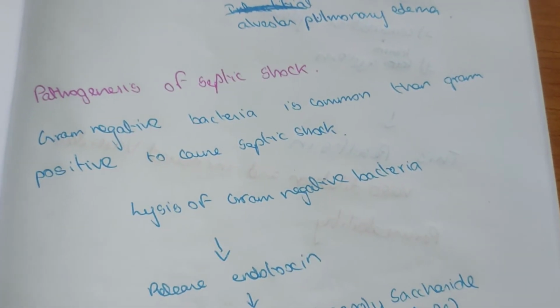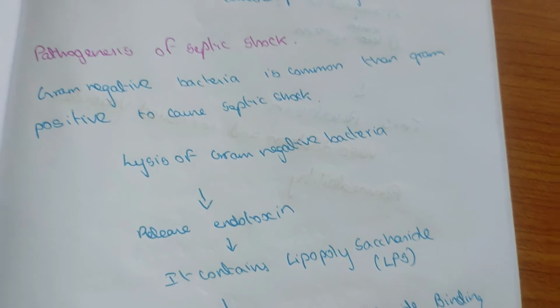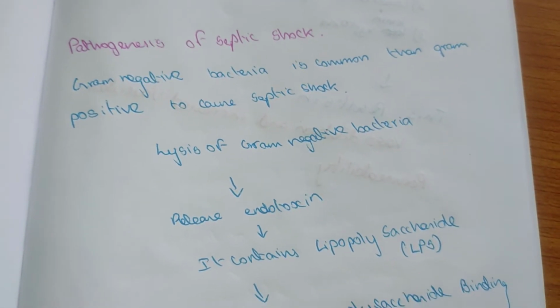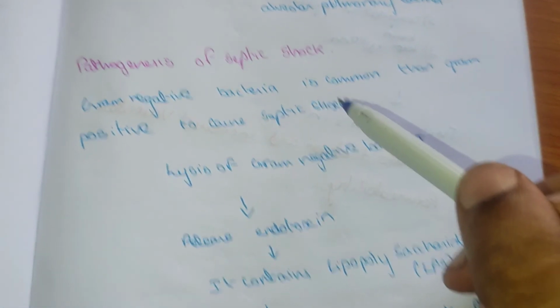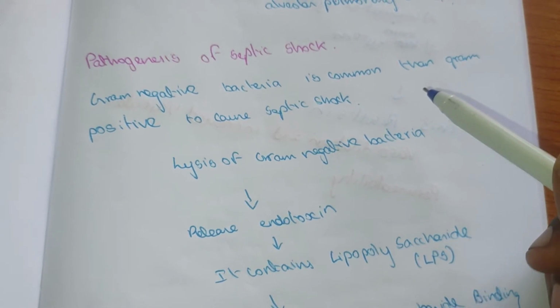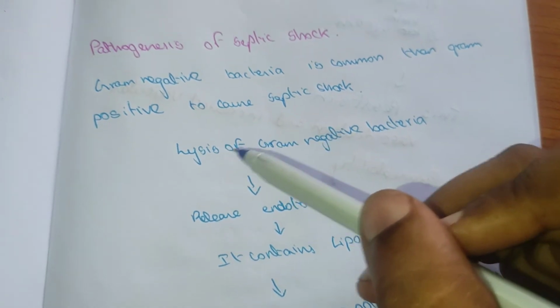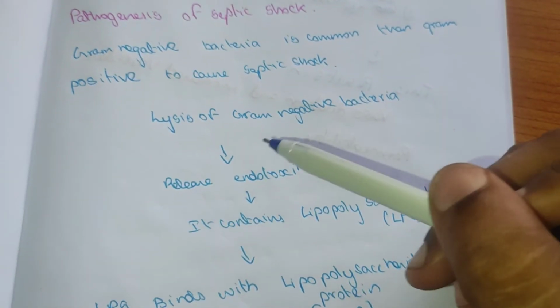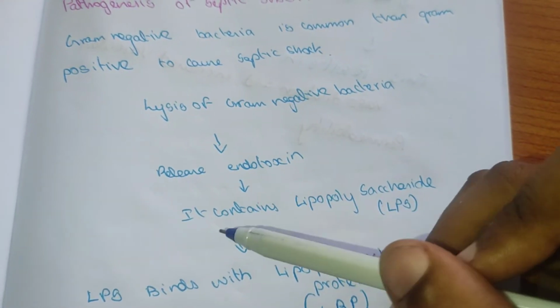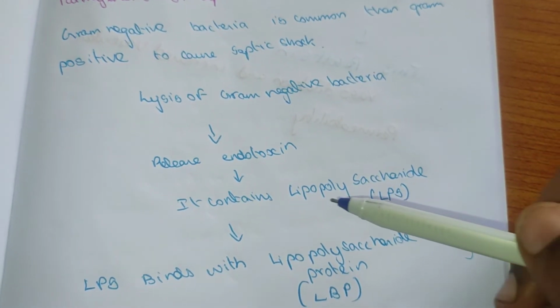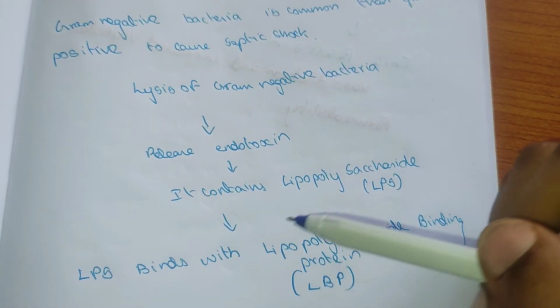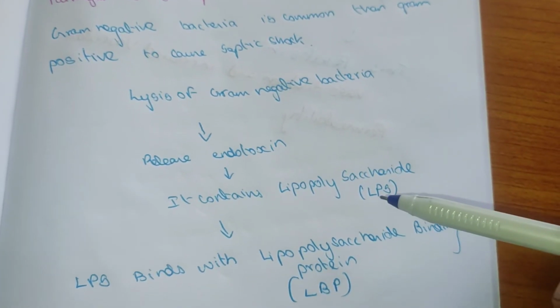Now the pathogenesis of septic shock, which is an important question. This is a 5-mark question which is always asked. Gram-negative bacteria are the most common cause of septic shock, followed by gram-positive. The lysis of gram-negative bacteria releases endotoxin, which contains lipopolysaccharide, shortly known as LPS.